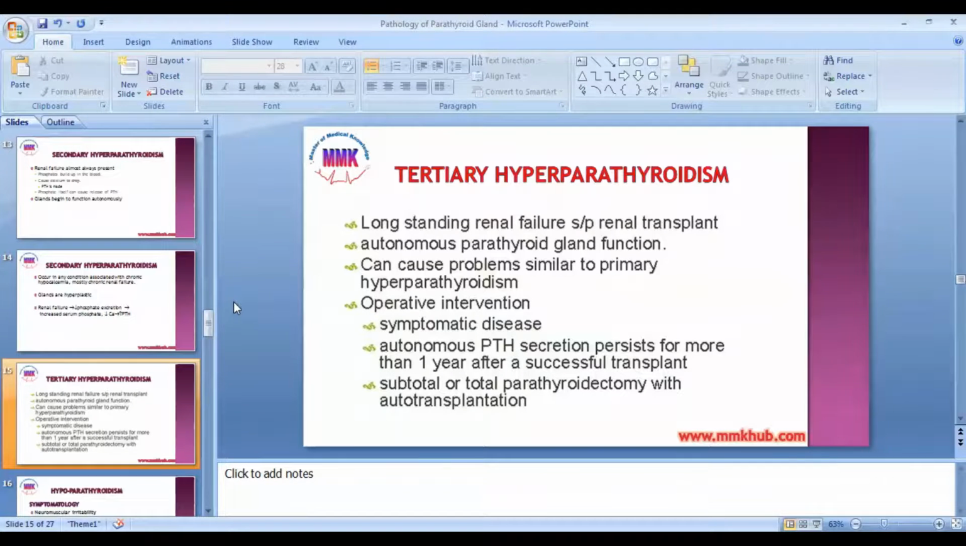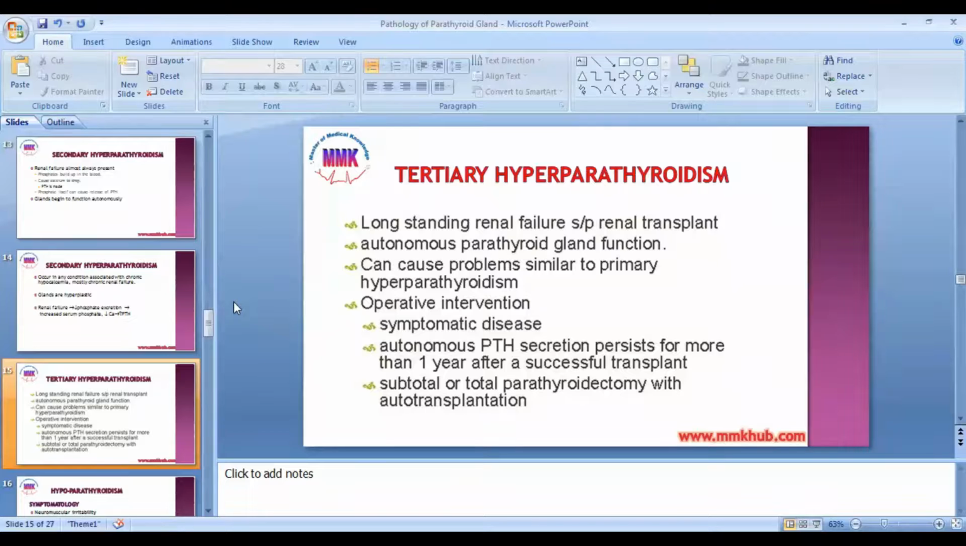It can cause problems similar to the primary hyperparathyroidism, and usually the operative intervention is needed for the symptomatic disease, or if the autonomous parathyroid hormone secretion persists for more than 1 year after a successful transplant, or there is subtotal and total parathyroidectomy with autotransplantation. In these cases, we have to go for the operative intervention.